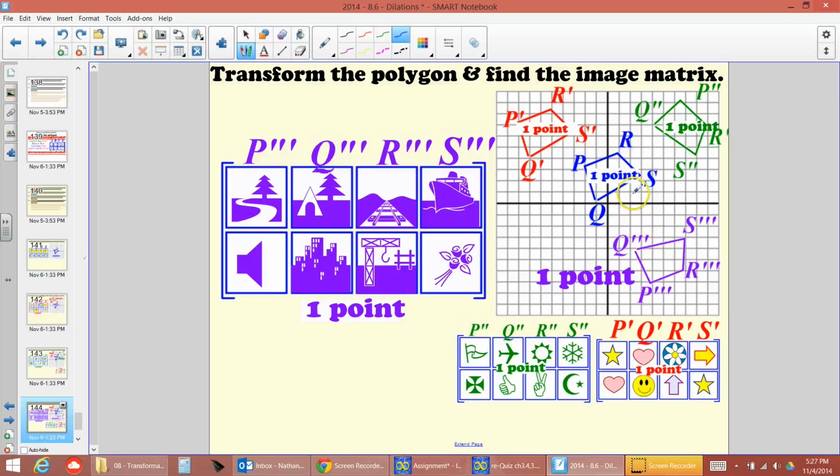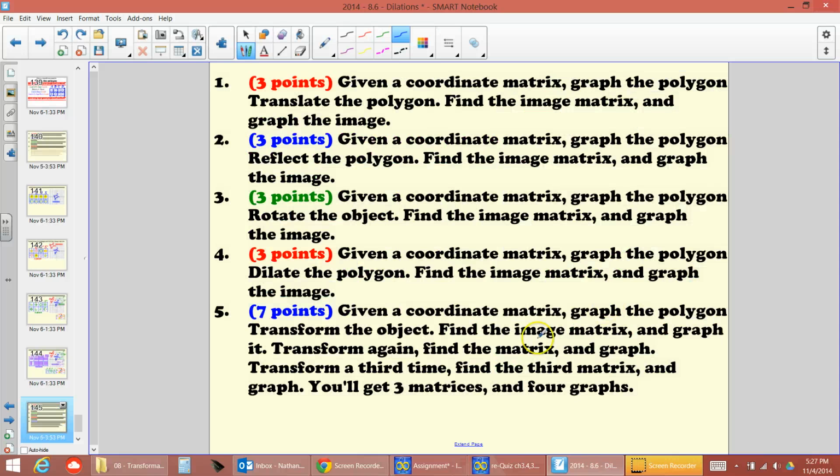This is just one example of where I take a shape and I keep moving that shape until I get down to here. What you'll have to do is you'll have to do 3 different matrices and 4 different graphs for this one problem. It's worth 7 points, so don't be confused. Tomorrow we're going to work on that a lot. But when you come in, you've got to do a translation, a reflection, a rotation, a dilation, and then we're going to put them all together into one big problem.